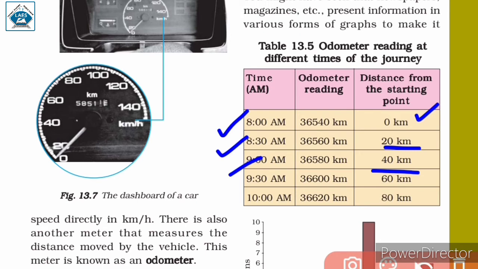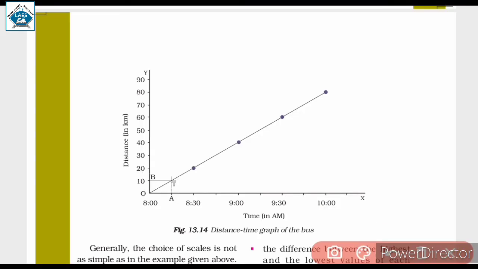So just like that the question arises, what about 8:15 am? That is, after 15 minutes of the journey, what will be the distance travelled by the bus? So this is not available from this table. On the other hand, from the distance time graph, we can find the distance moved by the bus at any instant of time. The distance covered by the bus at any time, we can find out from the distance time graph. How can we say that? Here we have the distance time graph of the bus.